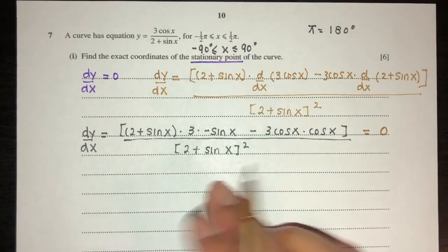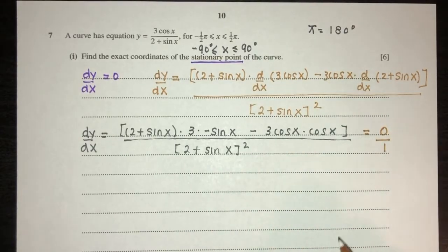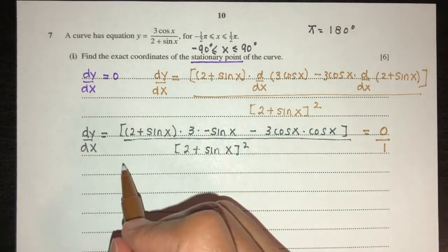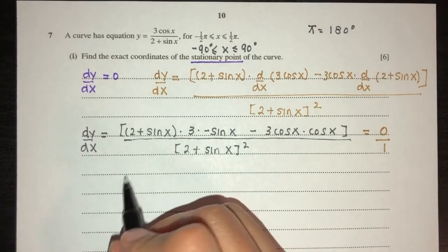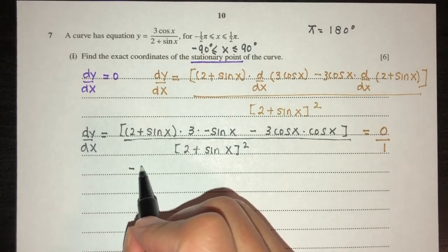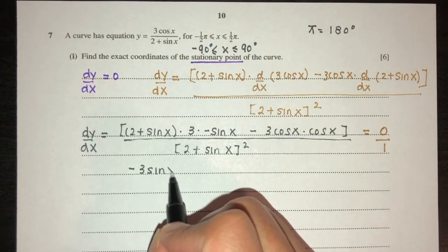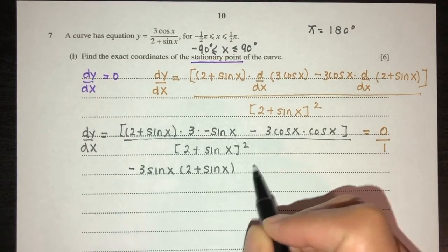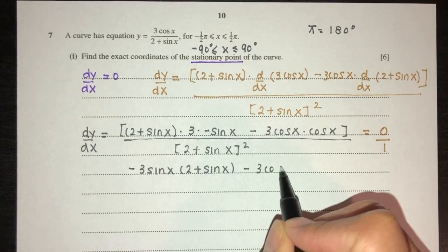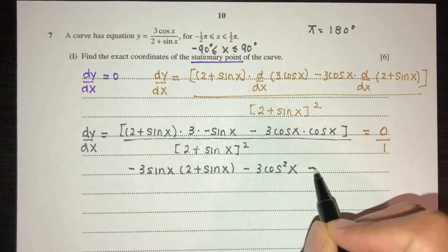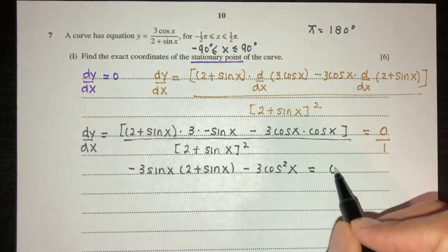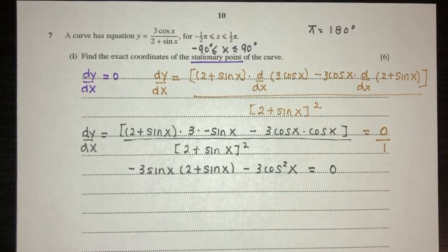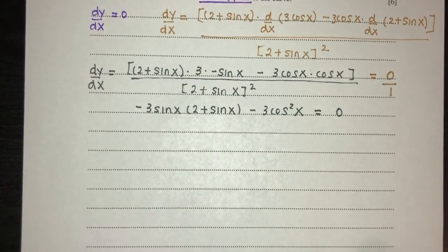So by equating this to 0, we have to cross multiply. So 1 times this will be the same values. So here you will have minus 3 sine x times 2 plus sine x minus 3 cos square x is equal to, this will become 0. So now we have this equation we have to solve. Now step by step to see what can happen.